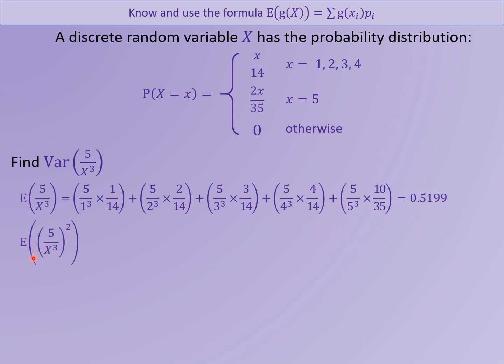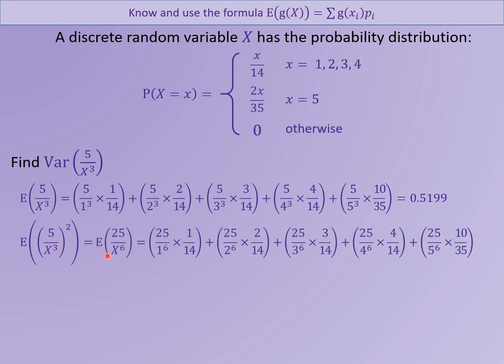What about the expected value of 5 over x cubed, squared? So that's the first part. So this is a new function in here. So what would I do? I would go to each of these bits, 1, 2, 3, 4, 5, and I would put it in there. And so I can work out each part individually. Notice I've changed it to 25 over x to the 6, because that's the same as that. And so therefore I'll just put those in. It wouldn't have mattered if you'd done 5 over 1 cubed squared and so on. It's exactly the same. Notice the probabilities, 1 over 14, 1 over 14, 2 over 14, 2 over 14, are exactly the same, even though the function is very, very different.